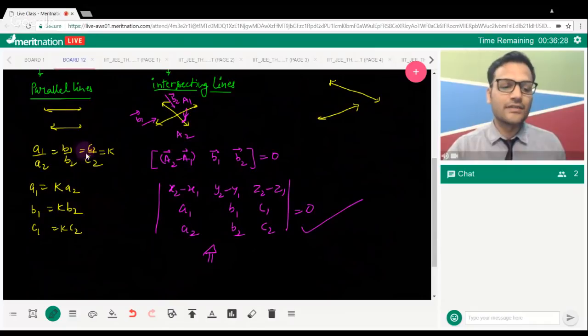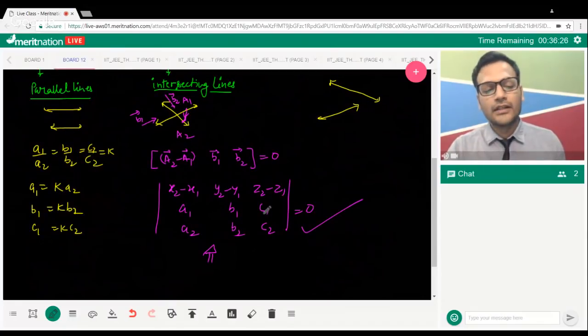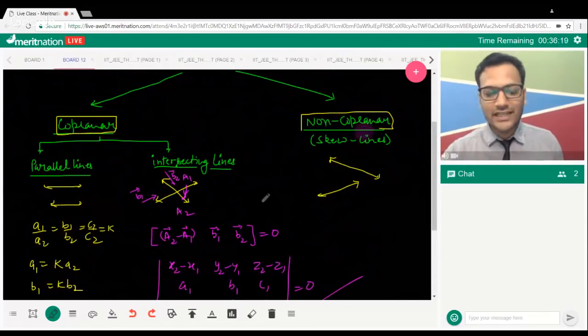If this is true, then the lines will be parallel. If this is not true, and this bit is true, then we'll say that the lines are intersecting lines. However, they are coplanar. If I talk about skew lines, obviously this must not be equal to 0. That will be the first condition.